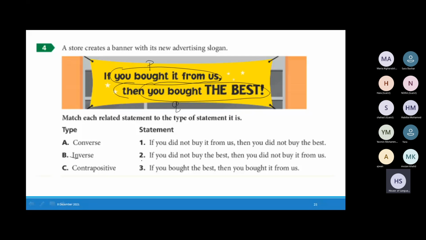Got it now? Which will be the inverse? Inverse means negative. If you didn't buy from us, you didn't buy the best. Bravo.